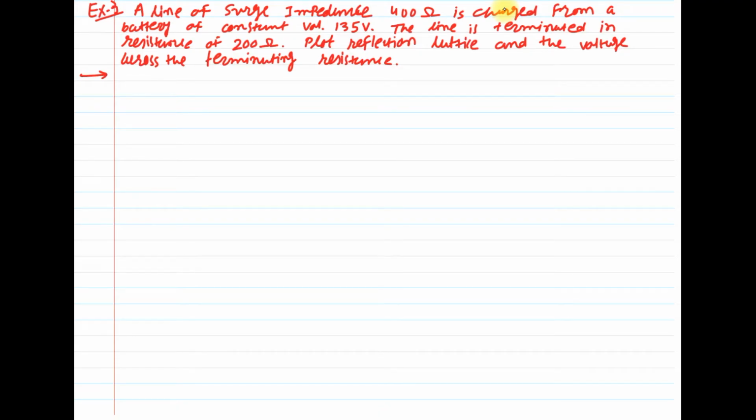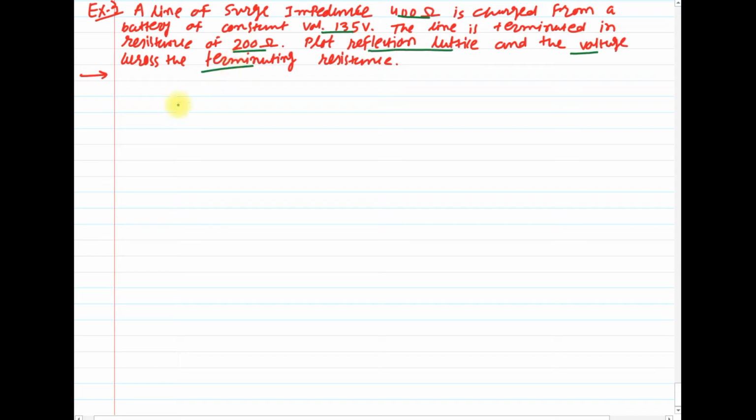A line of surge impedance of 400 ohm is charged from a battery of constant voltage 135 volt. The line is terminated in a resistance of 200 ohm. So for this network, we have to plot the reflection lattice and the voltage across the terminating resistance. So we have to plot two diagrams: one is the reflection lattice and the second one is the voltage across the terminating resistance, which is 200 ohm.